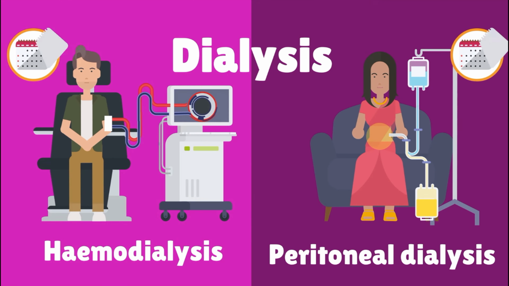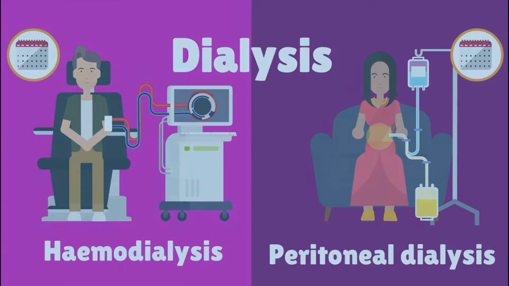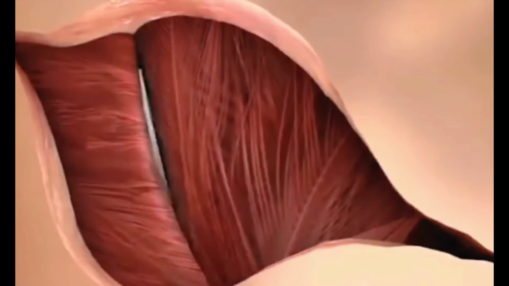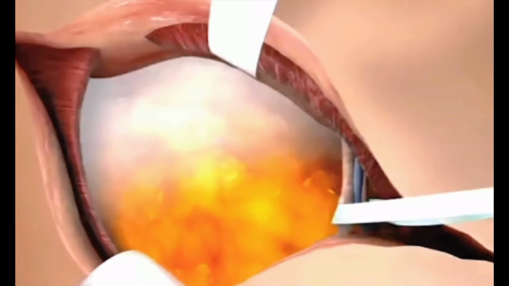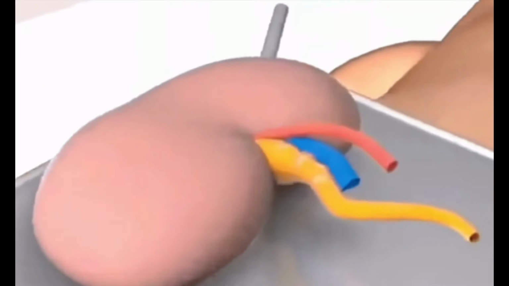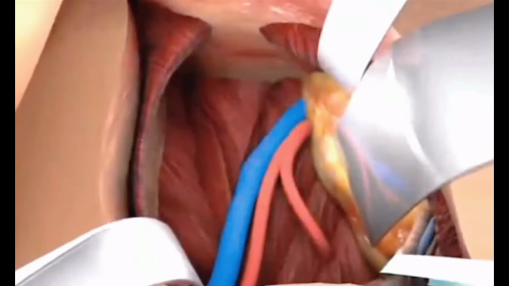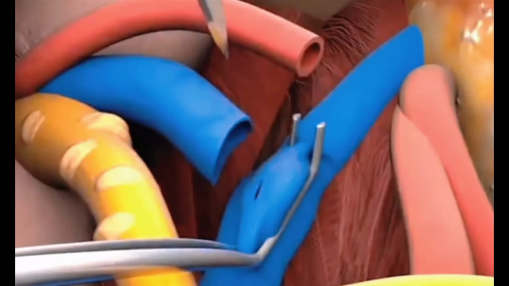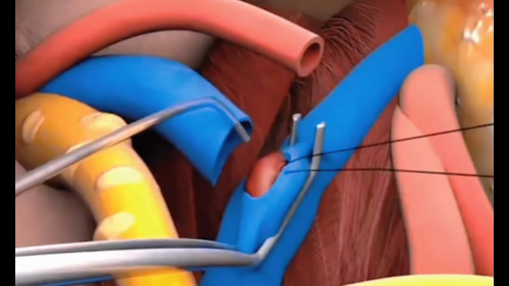If someone is okay to have a kidney transplant, they may need dialysis until a compatible kidney is found for them. Kidney transplant. In 1954, it was the first successful kidney transplant. It involves surgically placing a healthy kidney from a donor into your body. A transplanted kidney can come from deceased or living donors. The original kidney may be left in place or removed depending on the case.